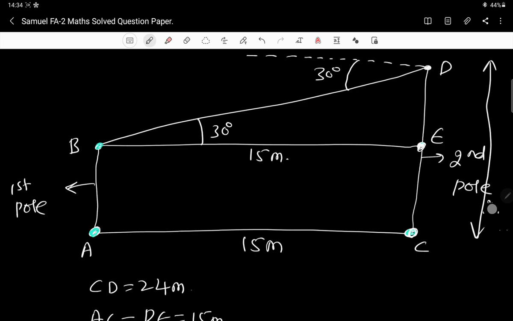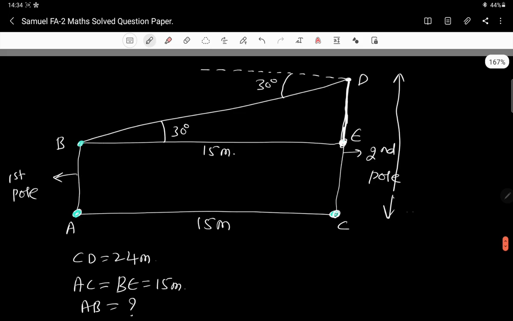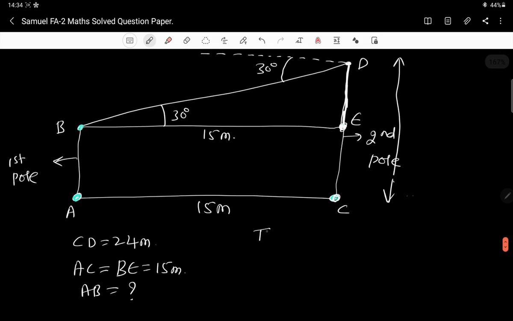You know about this, already I have written that. But in this, can you find out this DE? Just observe, can you find out this DE or not? Yes, definitely you can find out this DE. How are you going to do that? Can you observe this triangle? Which triangle am I talking about? In triangle BDE. Look at this triangle BDE. In BDE, if you apply tan 30 degree, what does it become?